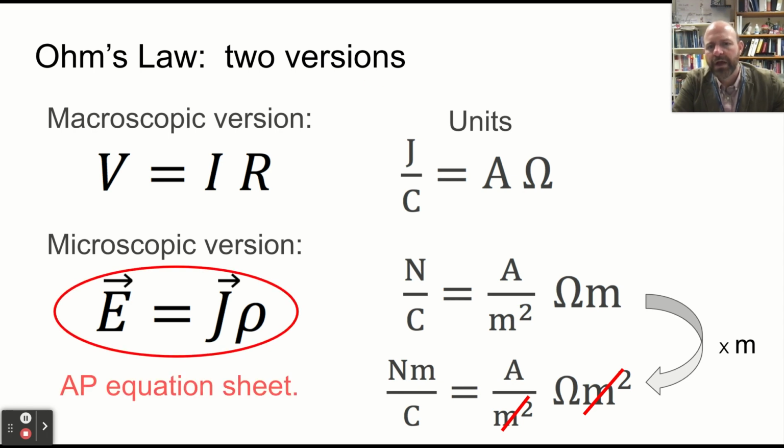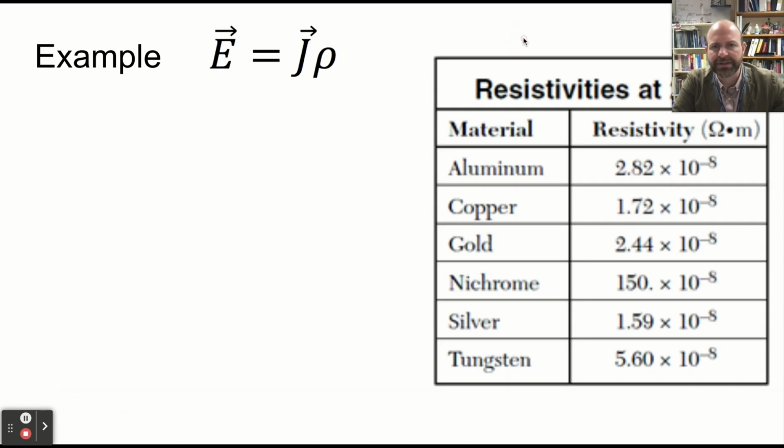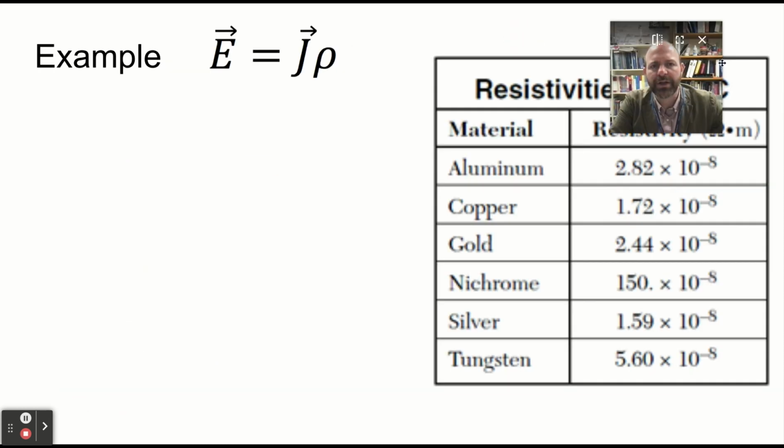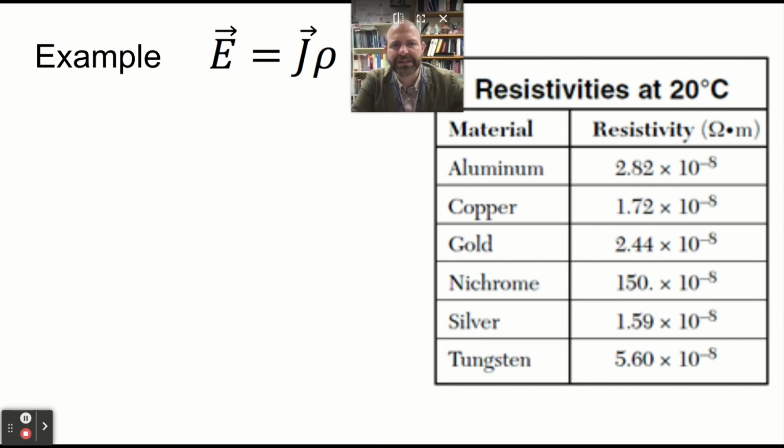This one's on the AP equation sheet as well, a relationship between electric field and current density. In Unit 10, we'll talk a little more about the electric field and electric potential relationship, because they are related in a predictable way. And hopefully it makes a little bit of sense as we go through it. So just a couple of things to look at: resistivities of different materials.